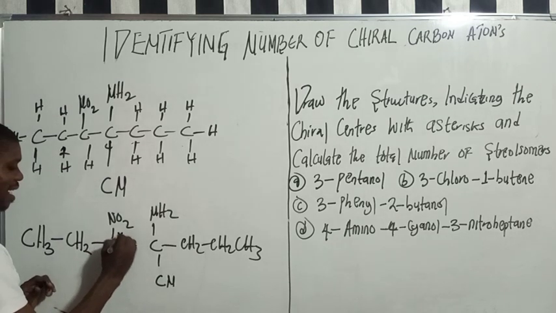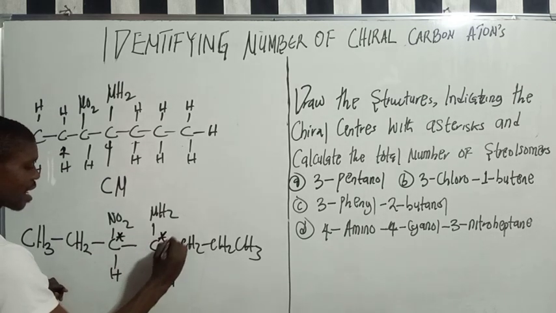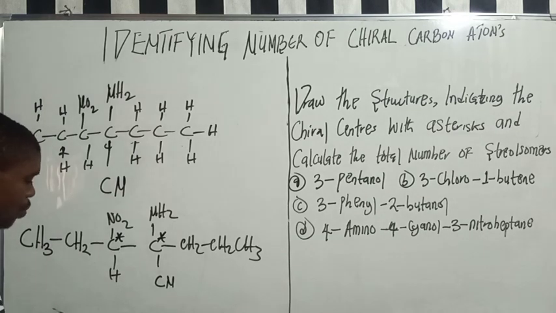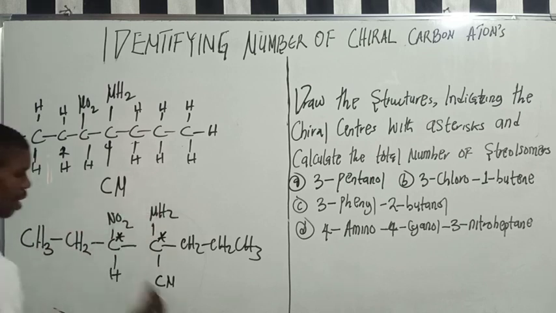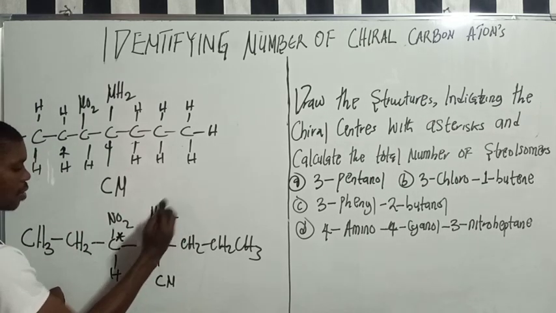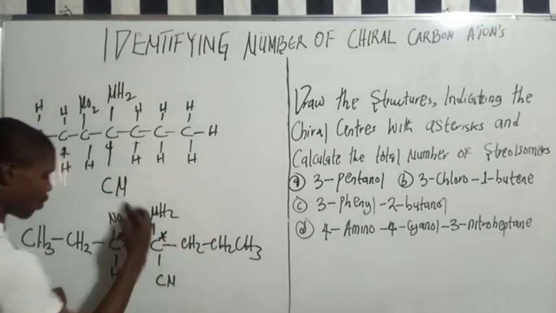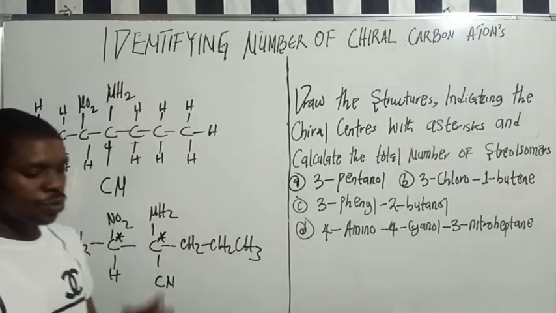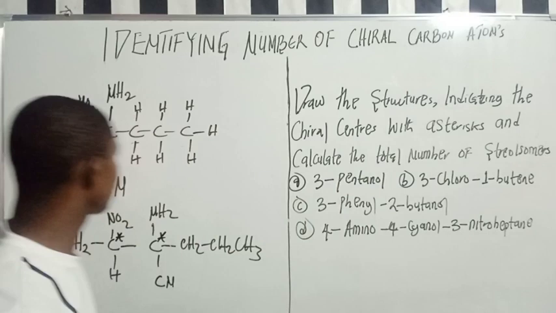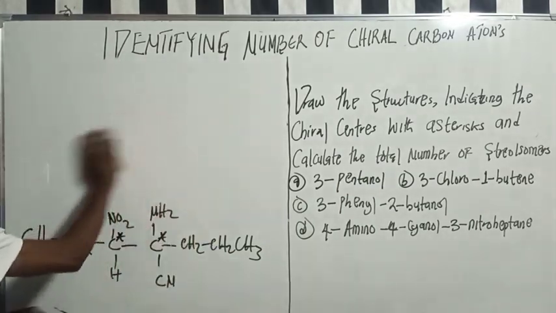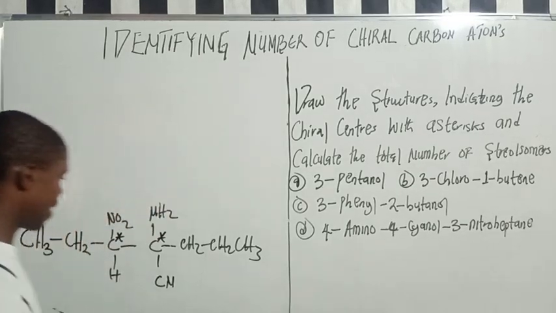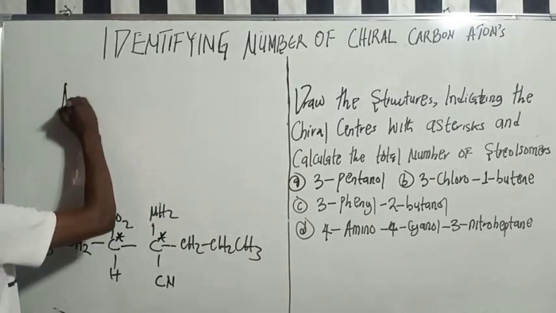Now this is a chiral carbon and this is a chiral carbon. We only have two chiral carbons, because this carbon atom has 1, 2, 3, and 4 different groups, and this carbon has 1, 2, 3, and 4. So we have two chiral carbons. Do you get it? So how many possible stereoisomers am I going to get? How many possible stereoisomers am I going to get?